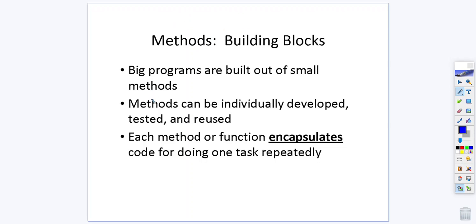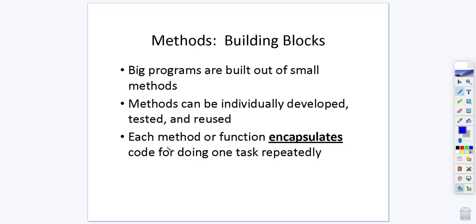Big programs need to be broken down into smaller methods. Why? Because methods can be individually developed. So if you have multiple programmers working on a project, they can be divided up between different individuals. When it comes time to test your code, you can test out methods independent of each other. And you can also reuse methods within your code. And so there are lots of reasons why they're used.